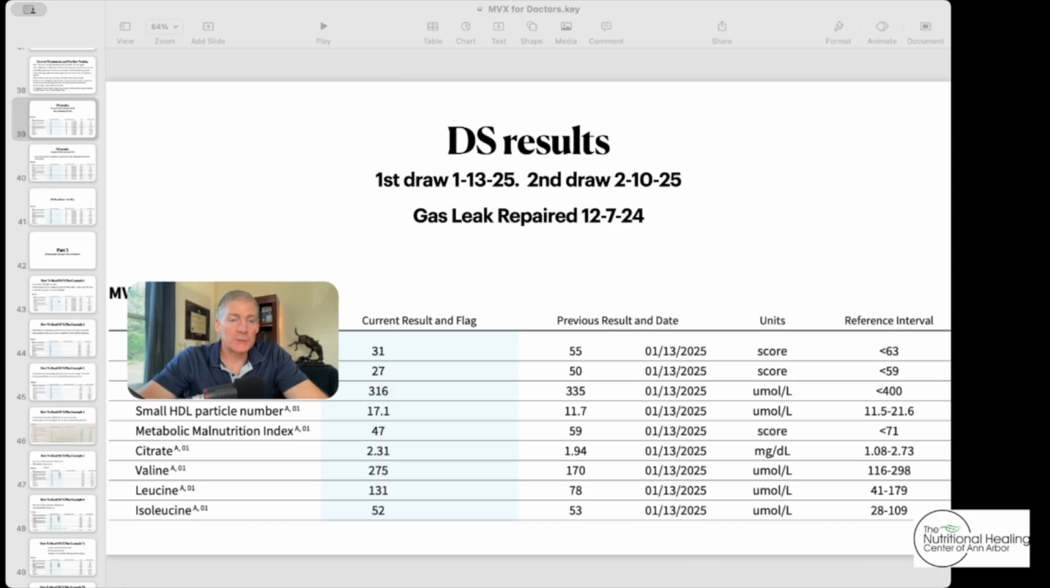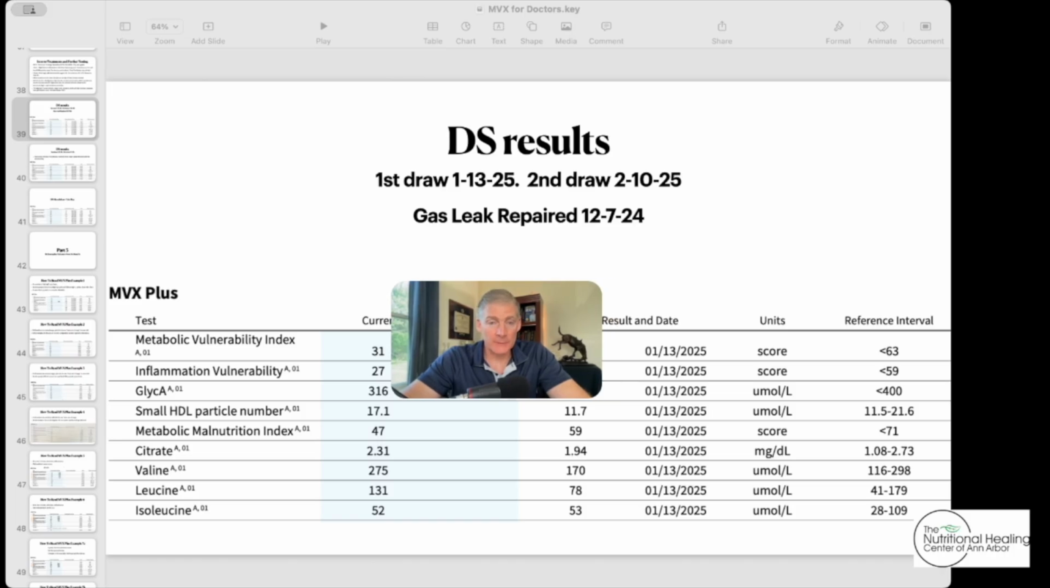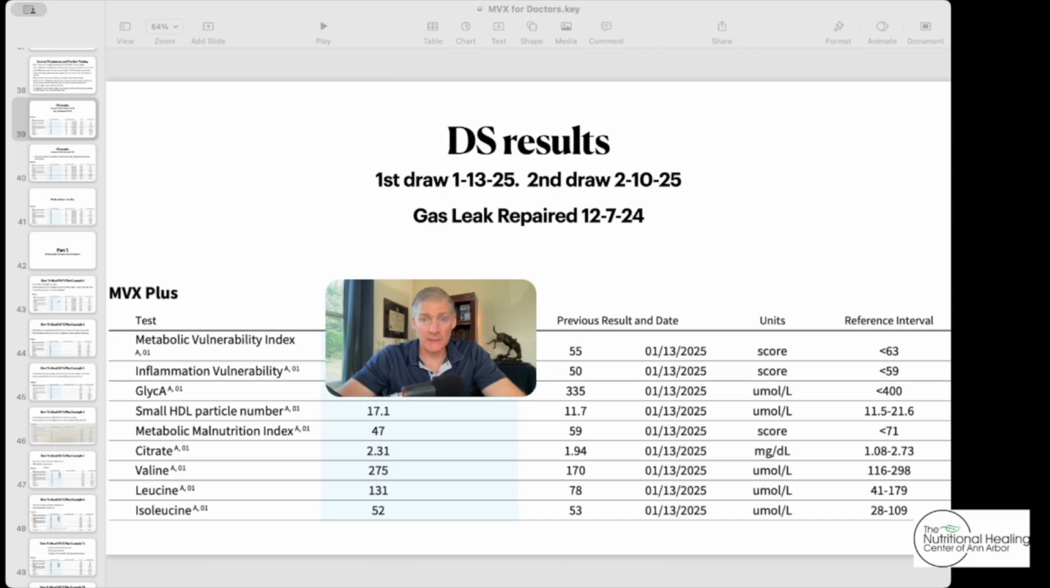The small isotopes particles should be 19 or higher. If it's 18, it's pretty good. But when it's 19, 20, people are really happy. And you can see mine was 11.7. I was suffering from a gas leak. And then I had shut the gas leak off. And then 4 weeks later, my score went up to 17, which is great.